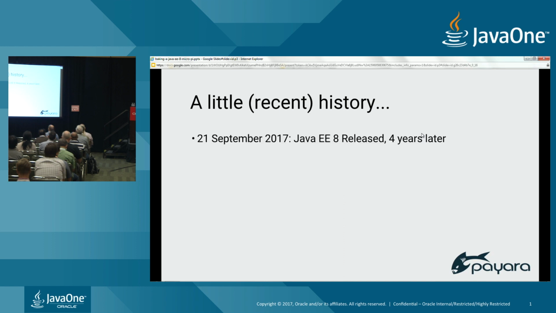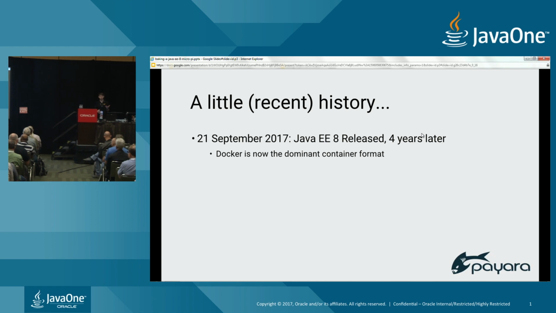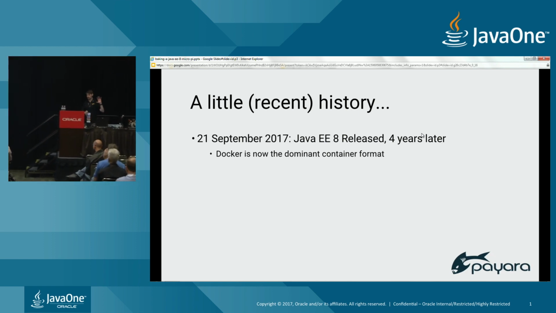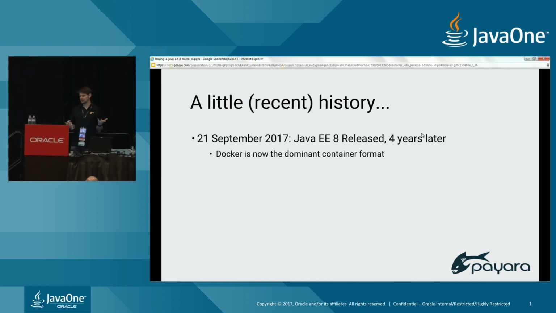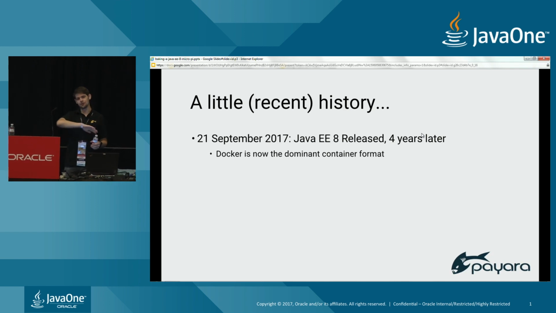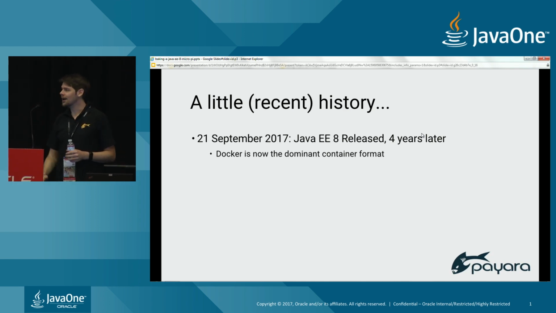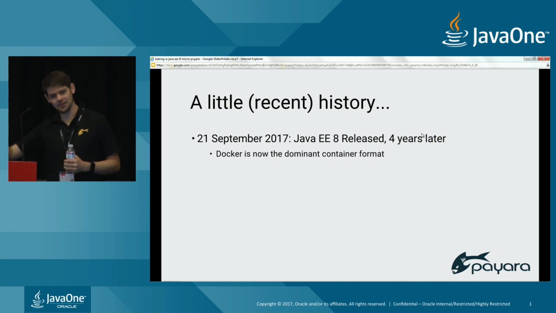So, bring us forward to 4 years later, we're now at a stage where Java EE8 has been released. And obviously in that time, Docker is now the dominant container format. So it's gone from completely brand new and a lot of people being a little bit skeptical about it. It's gone through the traditional hype curve, and to be honest, there's not really been the massive trough of disillusionment of most things yet.